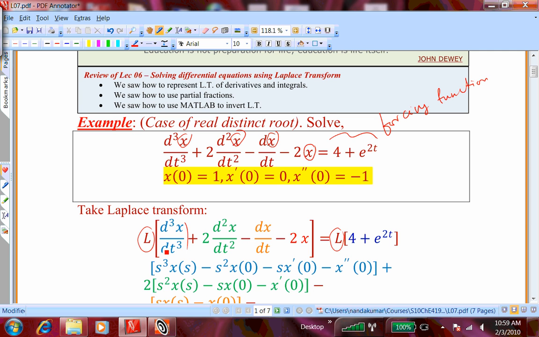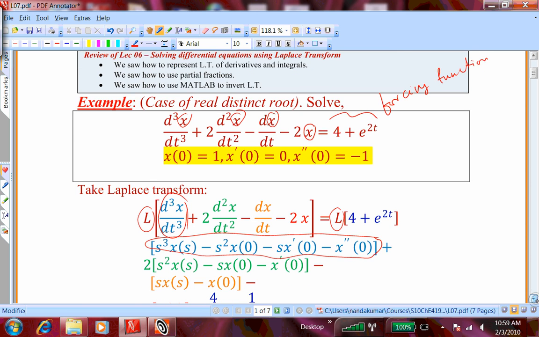So, color-coded here, the blue term, for example, is the third derivative. The Laplace transform of the third derivative is s cubed times x of s. x is the unknown, so x of s means it's an unknown in the Laplace domain. Minus s squared times x of 0, which is the initial condition, minus s times x prime of 0, minus x double prime of 0. So this entire term is the Laplace transform of the first term that you see there.